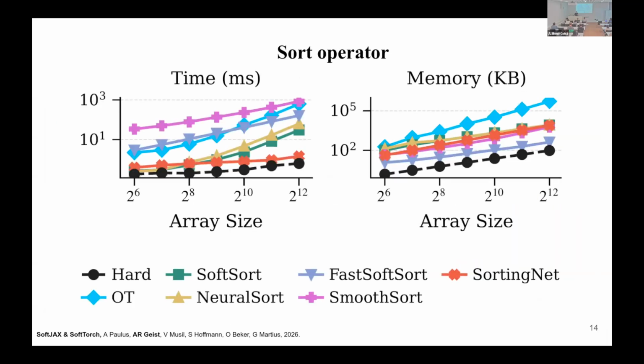Let's quickly talk about how these compare. So far, we didn't find that there's one vastly superior algorithm. Here we look at the computation time and the memory used for the sort operator. What we see is that sorting networks are actually pretty fast and use medium memory. If you're really interested in saving memory, fast soft sort, which avoids the computation of this row stochastic matrix, is really good on memory. Also, you see that for smaller array sizes, soft sort and neural sort are pretty fast.